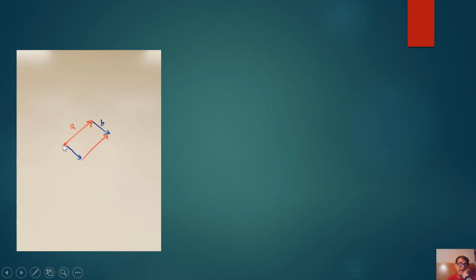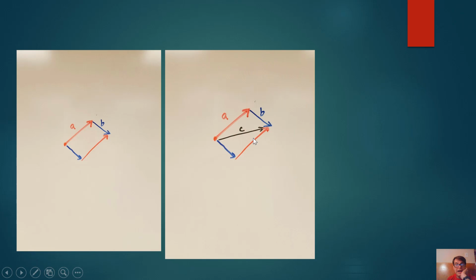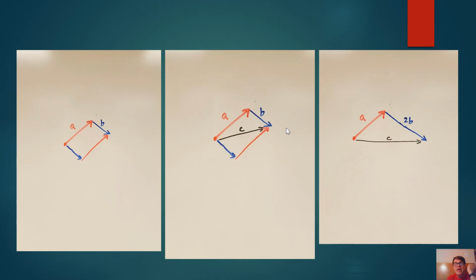So let's say that I had an A plus B, and I wanted to add those two together. Well, I might just make a parallelogram out of it, and then the diagonal across it is the resultant. So that's another way to figure out a vector addition or subtraction using a parallelogram, the parallelogram law.